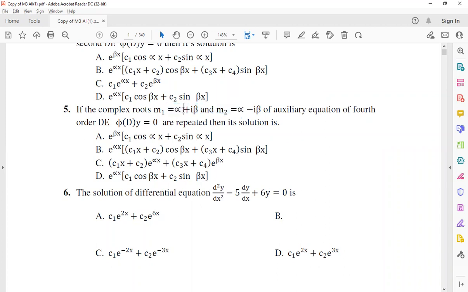Means this is twice, repeated, and this is also twice. Means how are the roots here? Alpha plus minus i beta, again alpha plus minus i beta. Is this correct? Everyone is understanding? It is not given here. It is given only this and then repeated. And how many times repeated is also not given. Just given is the fourth order.